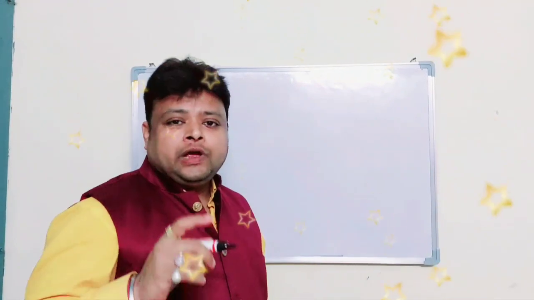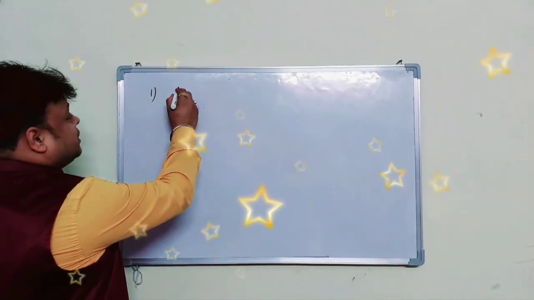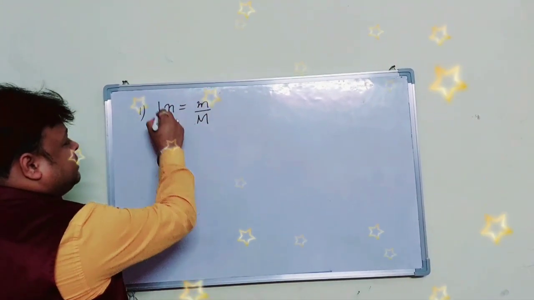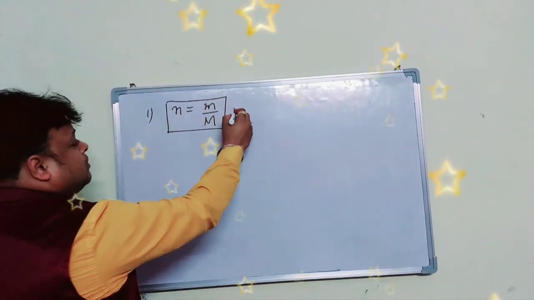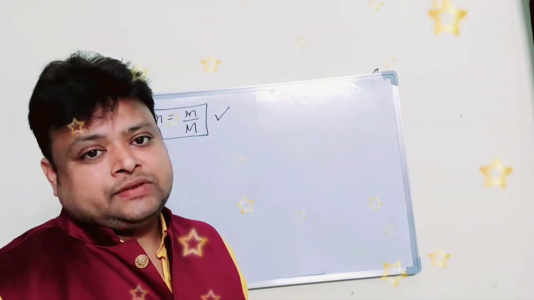And my dear students, as I promised, I'll post a new series of mole concept numericals. So here we go. In the previous topic, we learned how to calculate the number of moles. The formula we were using is small n equals small m upon capital M, right?